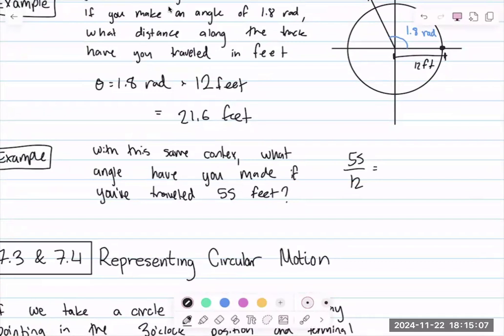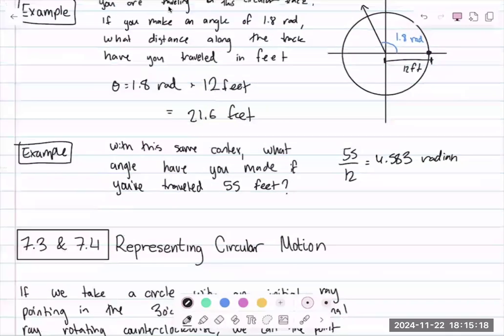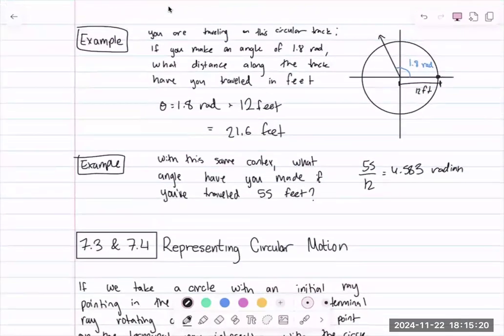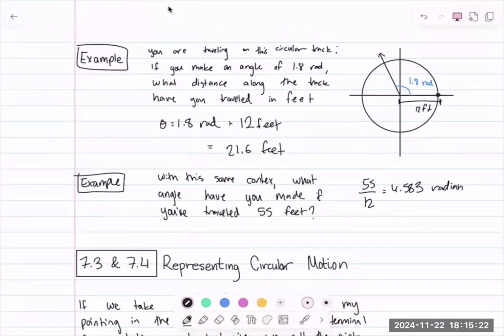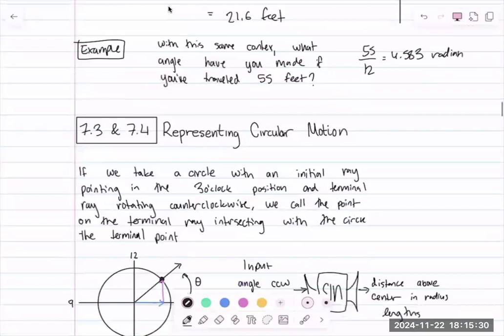We put this in our calculators. 55 divided by 12 is going to give us 4.583. And that's our measure in radians, right? Our radian measure is asking us how many radius lengths have we subtended on our circle. And if we've subtended 55 feet, well, that's 4.58 radius lengths. So 4.58 radians.